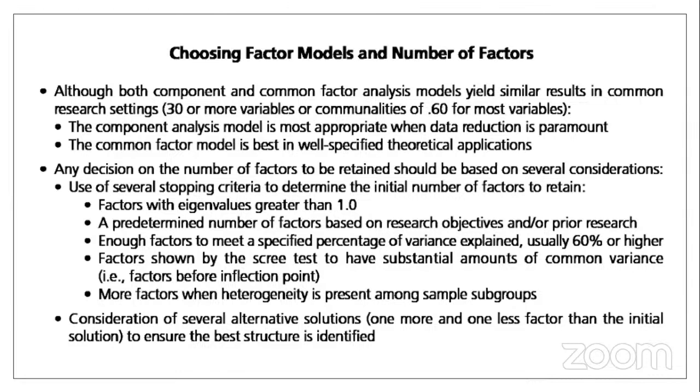What is this common research setting? If you have 30 or more variables, or communalities of 0.6 for most variables, then you will see that PCA and CFA will give you comparable results. However, principal component analysis is most appropriate when data reduction is the chief intention, while the common factor model is more suitable when we are looking for a well-specified theoretical application.